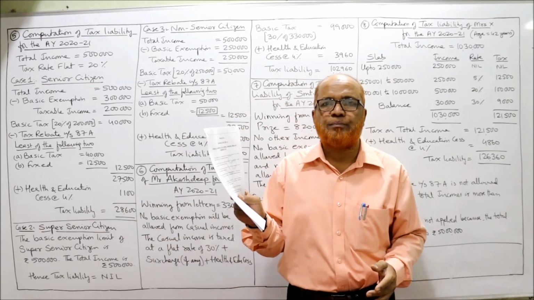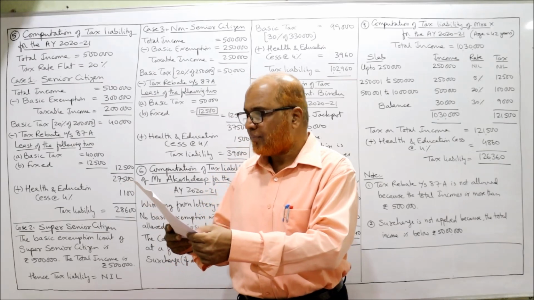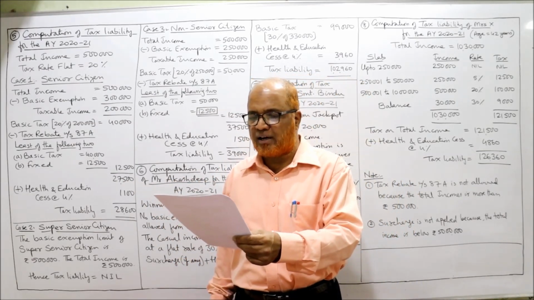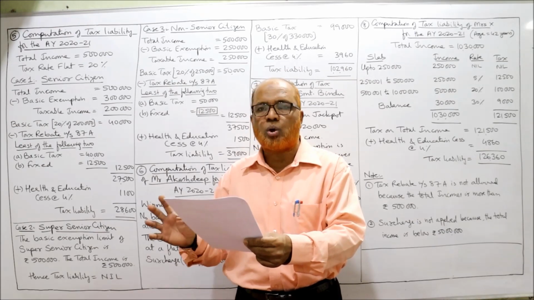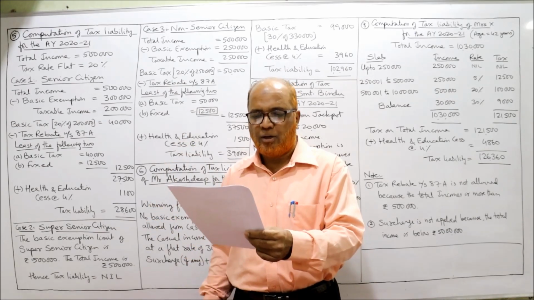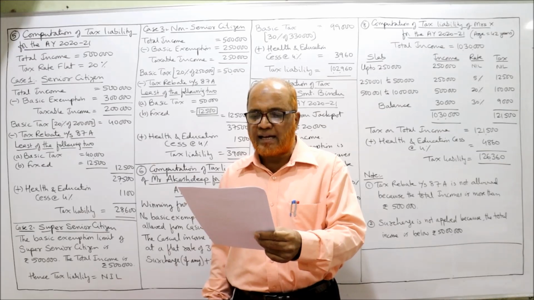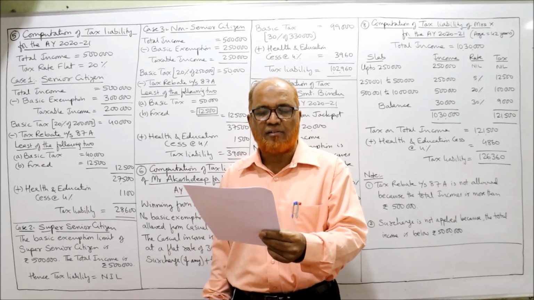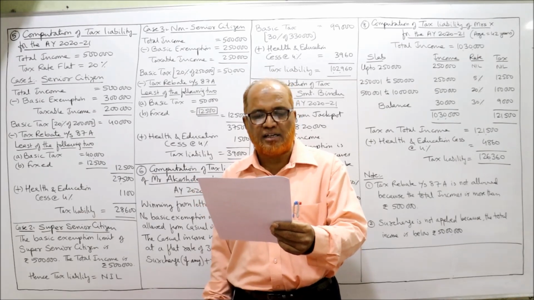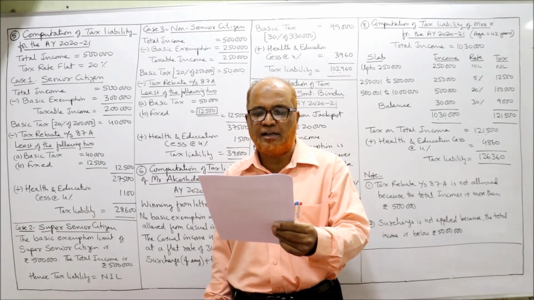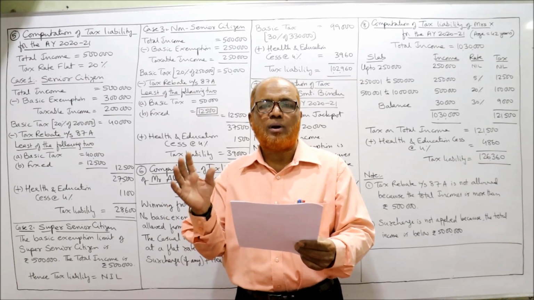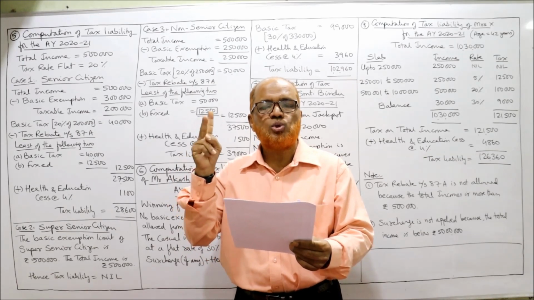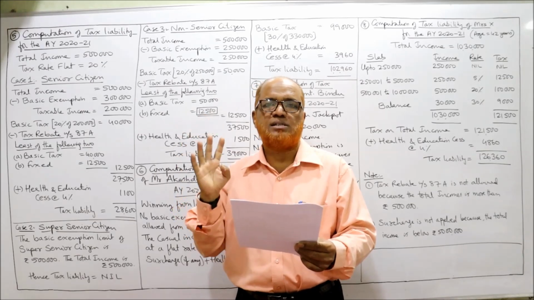Now 5th problem. See the problem number 5. Determine the tax liability for the assessment year 2021 under the following situations on a total income of 5 lakh, taxable at 20% flat rate. First situation, senior citizen. Second, super senior. Third, non-senior. So we are required to calculate the tax liability under 3 situations: senior citizen, super senior citizen and non-senior citizen.